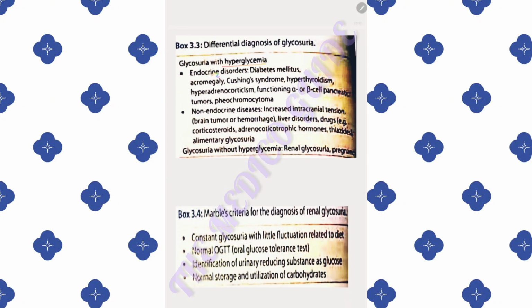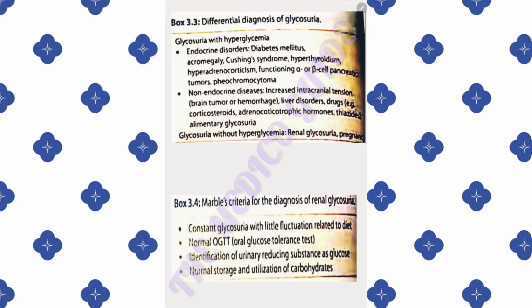Glycosuria with hyperglycemia: the endocrine disorder will be diabetes mellitus. Now, if we are dealing with a patient who is hyperglycemic as well as having the complaint of glycosuria, what differential diagnosis can we think of? It is diabetes mellitus or acromegaly, Cushing's syndrome, hyperthyroidism, hyperadrenocorticism, functioning alpha or beta pancreatic cell tumors, pheochromocytoma.